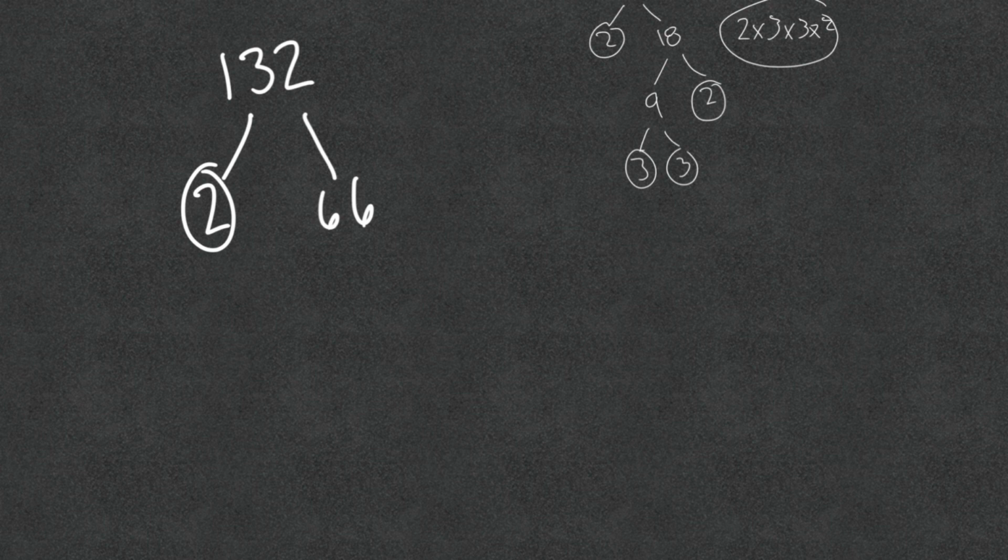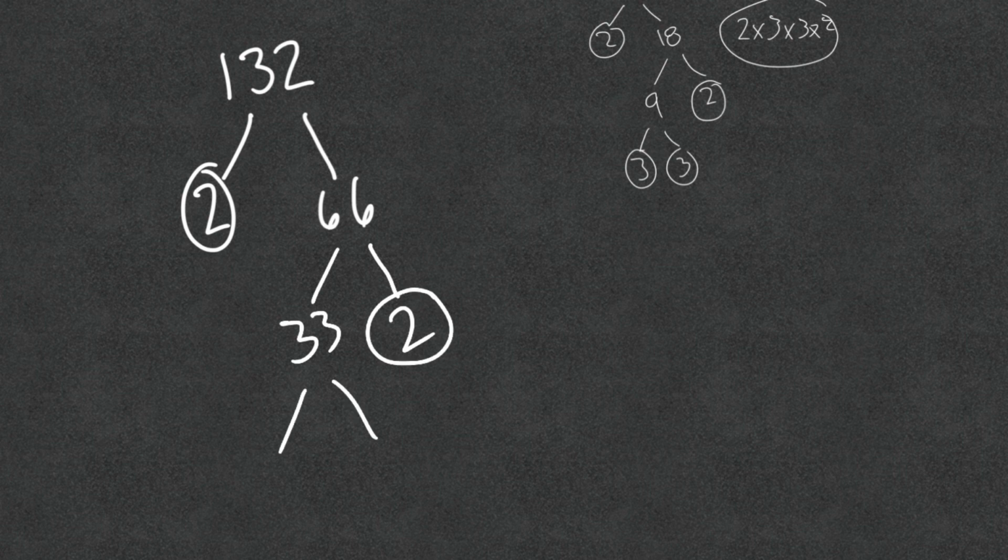66 can be divided in half. We can make that 33. And 2 we know is prime. 33 can be broken down into 3 and 11. 3 is prime, so is 11. Let's plug these numbers into a calculator. 2 times 3 times 11 times 2, it's going to give us 132.